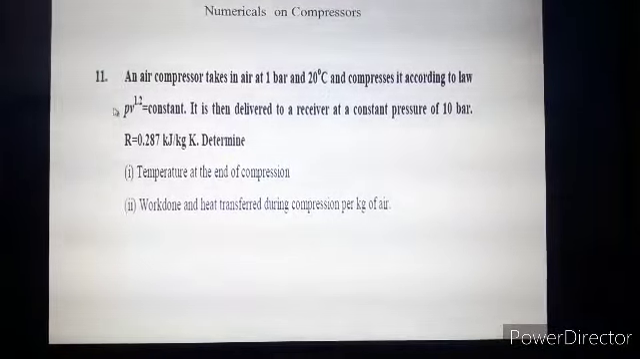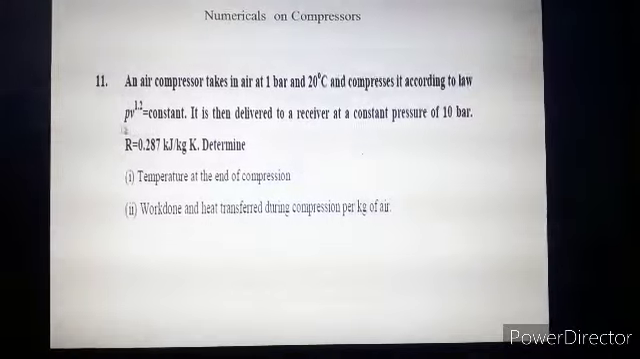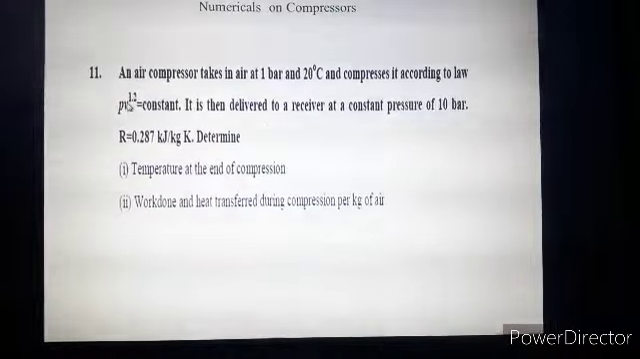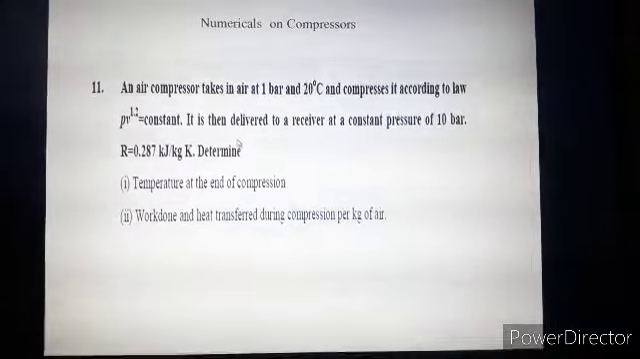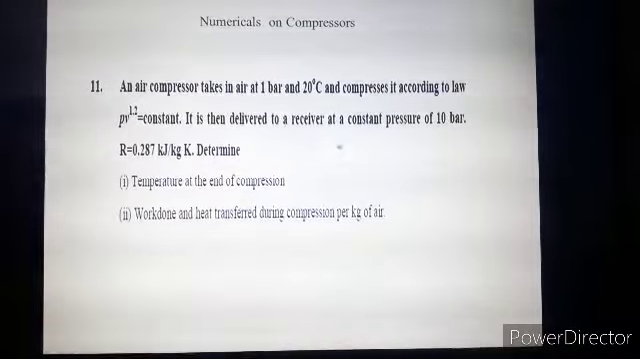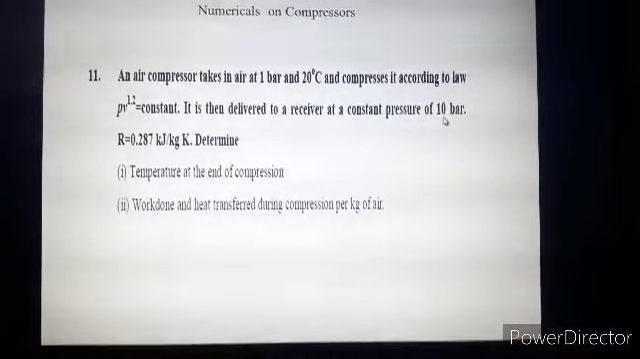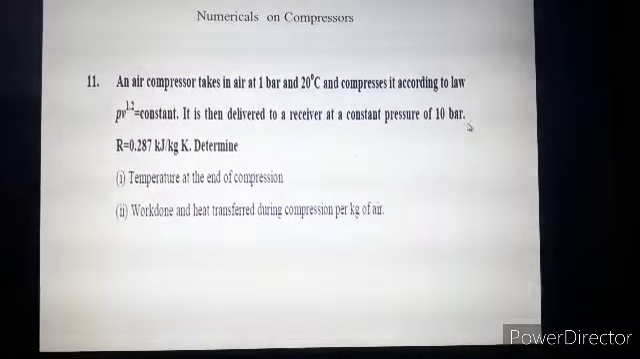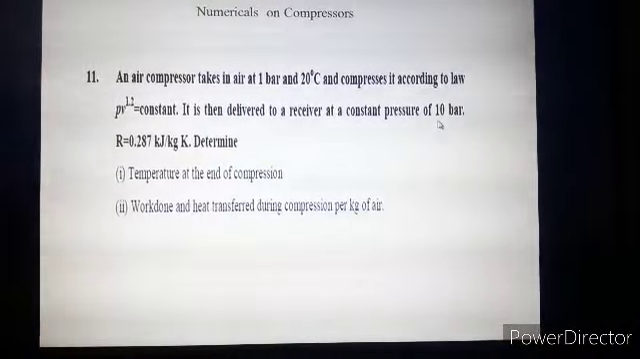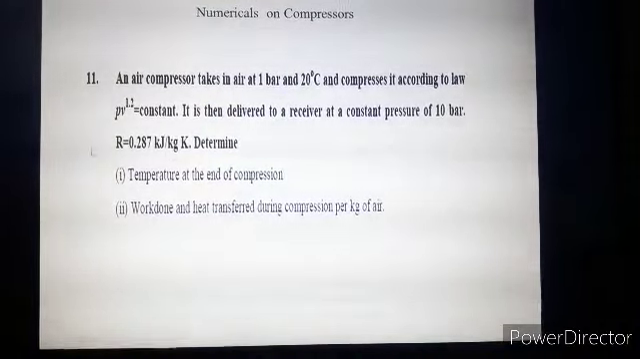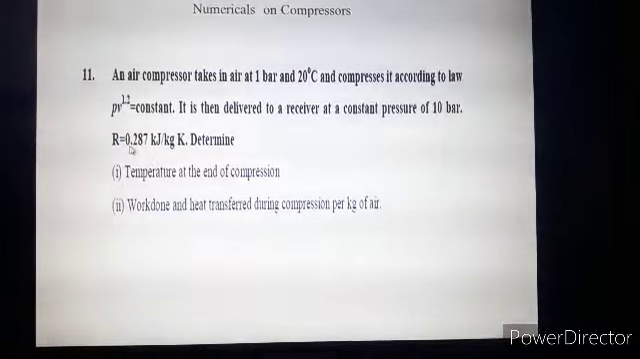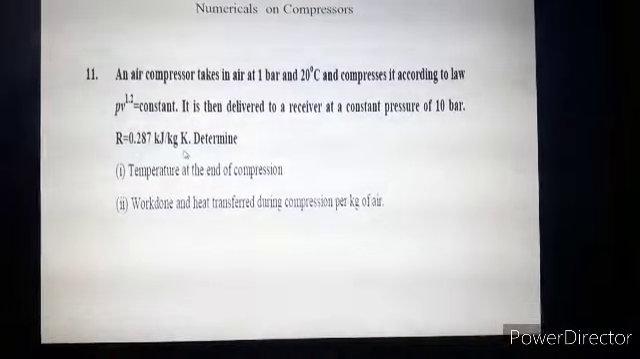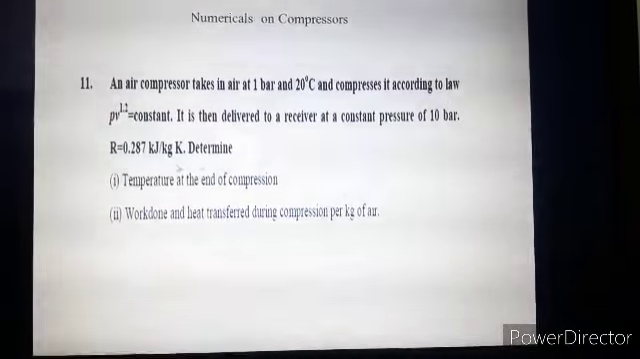Then the law of compression is PV raised to 1.2 is equal to C. Again we compare this with PV raised to n is equal to C. So the value of the polytropic index small n is 1.2. It is then delivered to a receiver, so the pressure P2 is 10 bar. Again we convert this pressure from bar to Pascal. So P2 is 10 into 10 raised to 5 Pascal, or P2 is equal to 10 into 10 raised to 5 Newton per meter square. Then the value of the characteristic gas constant is 0.287 kilojoule per kg per Kelvin, or we can write this in joule per kg per Kelvin, that is 287 joule per kg per Kelvin.